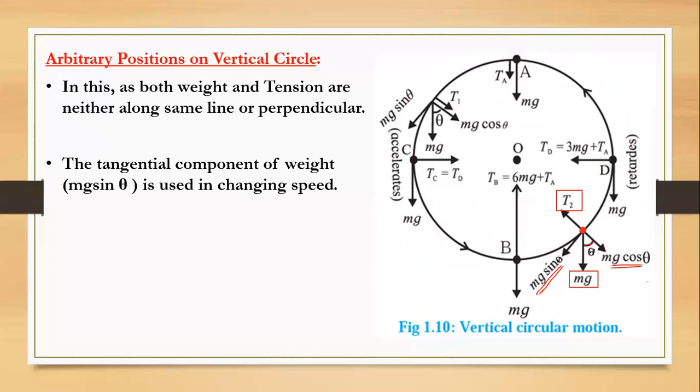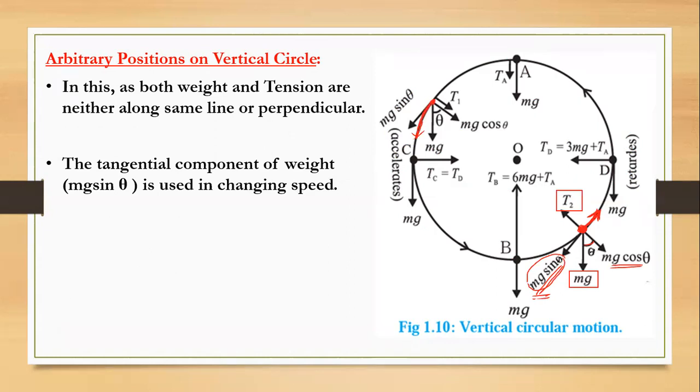Now pay attention. When this object is moving in the upward direction, this component mg sine theta opposes the motion in the upward direction, and this component mg sine theta is responsible for decreasing the speed. Now consider when the object is coming down. This is the position where it is coming down, so it is moving in this direction.